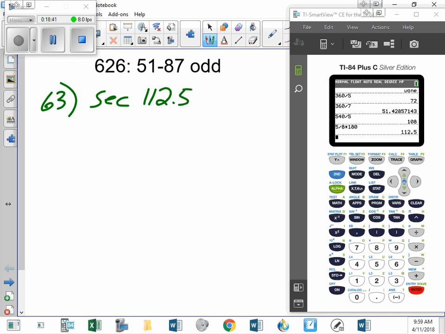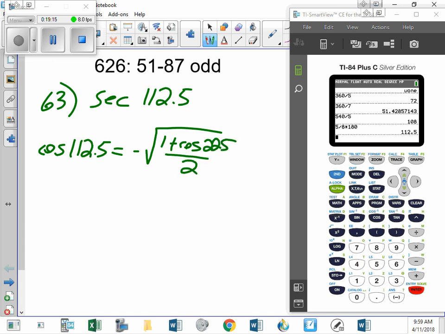So I'm really just going to find the cosine and flip it upside down. So the cosine of 112.5. That's going to equal, first off, where is the cosine of 112.5? Second quadrant, cosine in second quadrant is negative. So it's negative square root of 1 plus the cosine of 225 over 2. And what is the cosine of 225? Negative root 2 over 2.